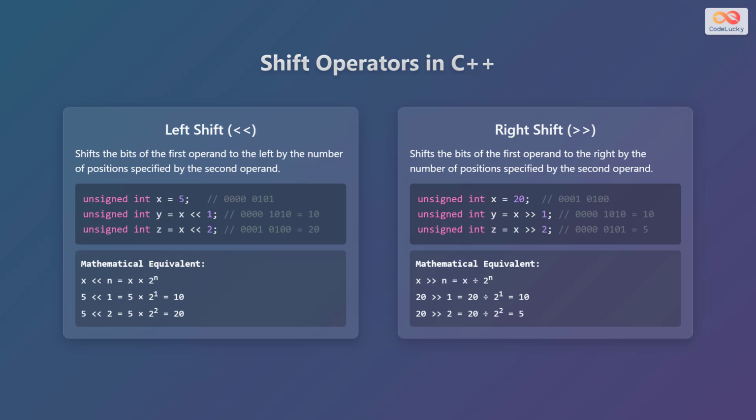Mathematically, x right shift n is equal to x divided by 2 to the power of n. For example, 20 right shift 1 is equal to 20 divided by 2 to the power of 1, which is equal to 10, and 20 right shift 2 is equal to 20 divided by 2 to the power of 2, which is equal to 5.